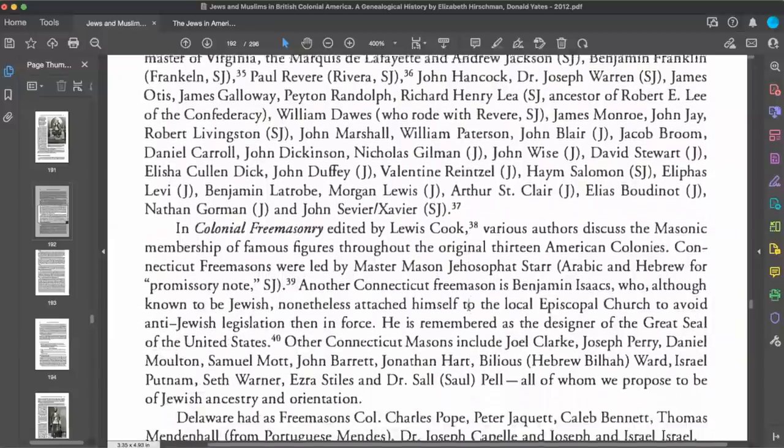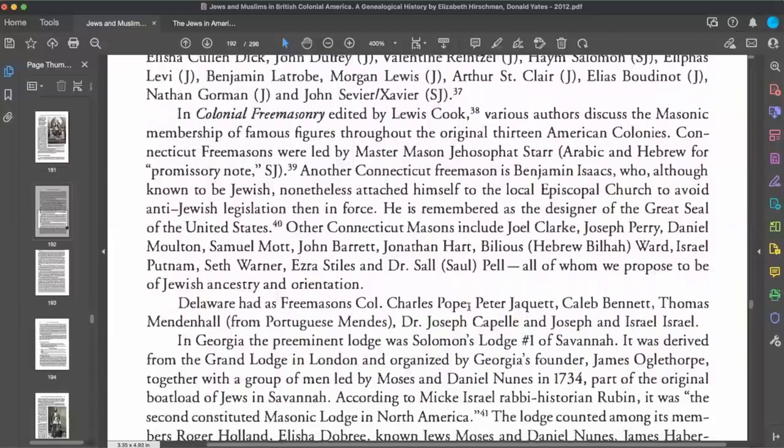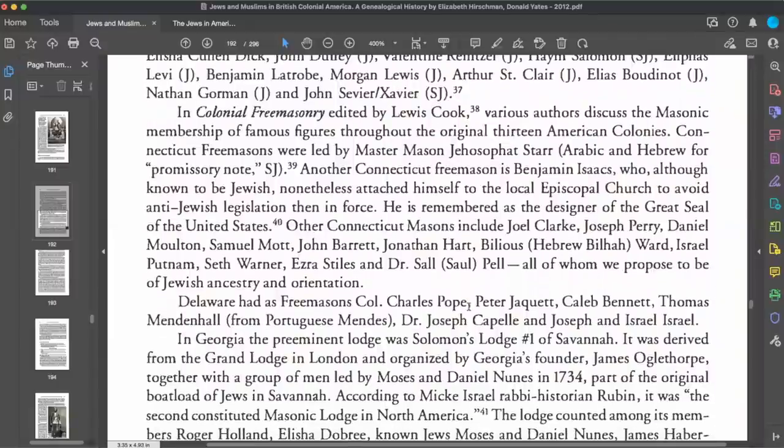In Colonial Freemasonry, edited by Lewis Cook, various authors discuss the Masonic membership of famous figures throughout the original 13 American colonies. Connecticut Freemasons were led by Master Mason Jehoshaphat Starr, Arabic and Hebrew for promissory note, Sephardic Jew. Another Connecticut Freemason is Benjamin Isaacs, who, although known to be Jewish, nonetheless attached himself to the local Episcopal Church to avoid anti-Jewish legislation then enforced. He is remembered as the designer of the Great Seal of the United States.